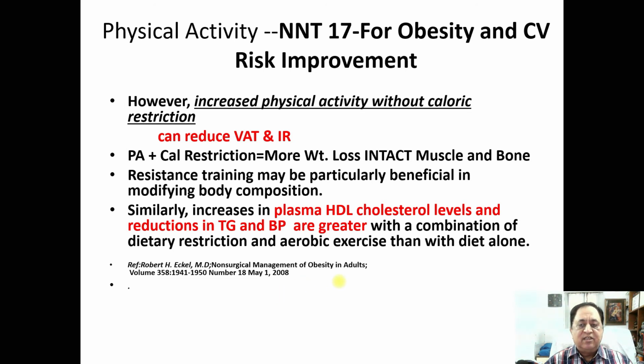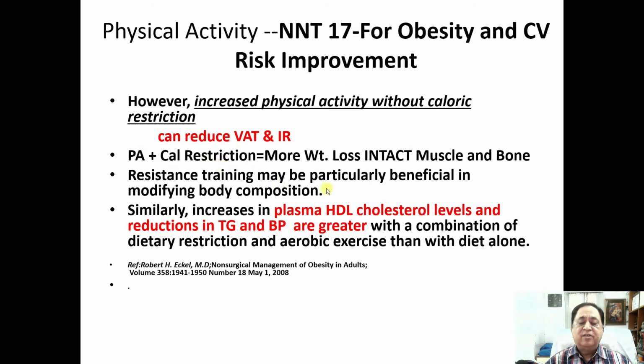Increased physical activity without caloric restriction can reduce visceral adipose tissue and insulin resistance. Let us not forget that. So even if you are not restricting calories, your insulin resistance will improve. Physical activity with caloric restriction will give you more weight loss, keeping your muscles and bones intact, because otherwise you will be losing muscles and bone also if you are losing weight without exercising.